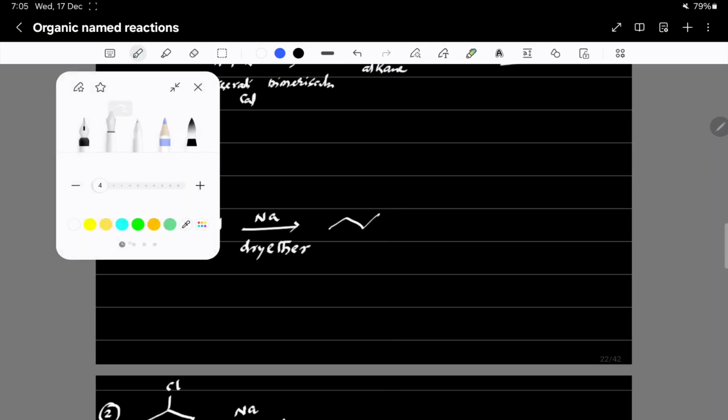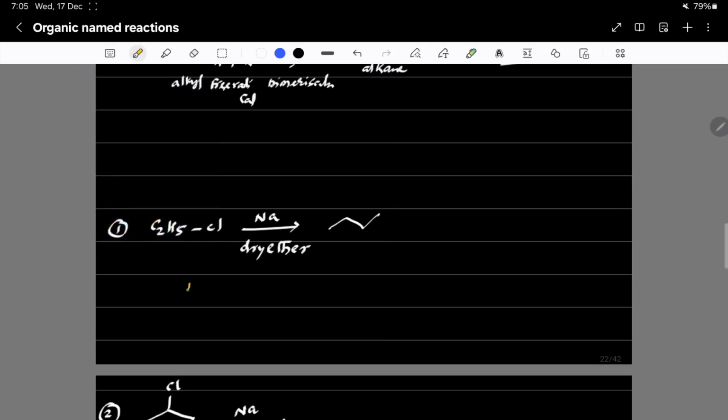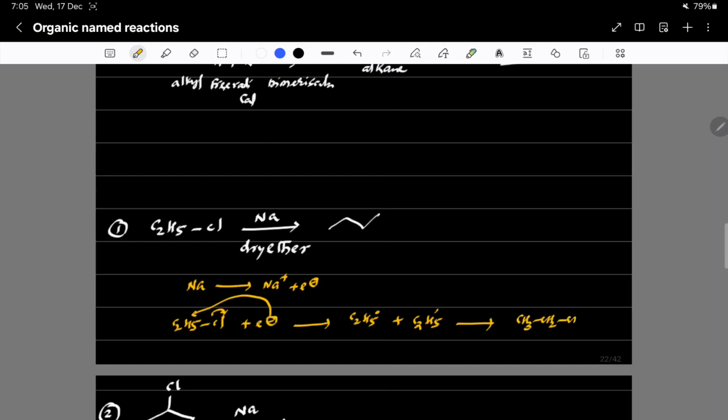Now we will check the mechanism of this particular reaction, students. Generally we are using sodium. Sodium is a very good source of electrons, students, due to its low ionization potential energy, right? Now this electron reacts with ethyl chloride, so this bond will be cleaved. Now this electron will be shifted, so it will form an ethyl radical. Now this ethyl radical combines with another ethyl radical, so then it will form butane as a product, students. It will form butane as a product, right?